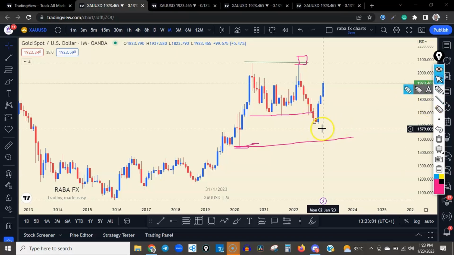Now normally we are supposed to close below this, but if you notice, we did not close below this candle. This monthly candle is a strong indication, and then we form an inside bar. I will talk more on the inside bar later. This is a very powerful trading strategy, the inside bar, very powerful.